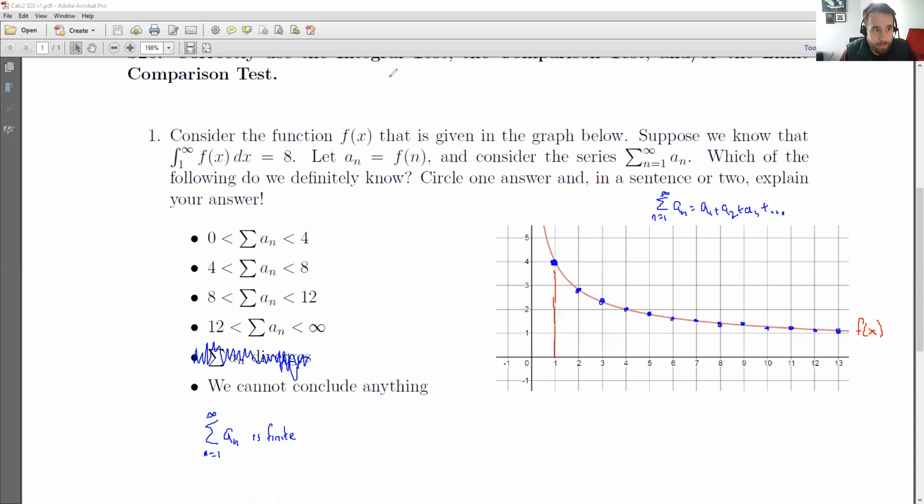And since this integral converged to a finite number, it converged to 8, it is definitely the case that the series converges as well. So this definitely converges to some finite number and it does not diverge.